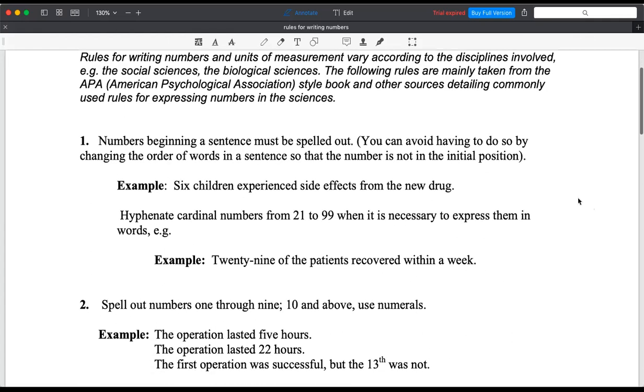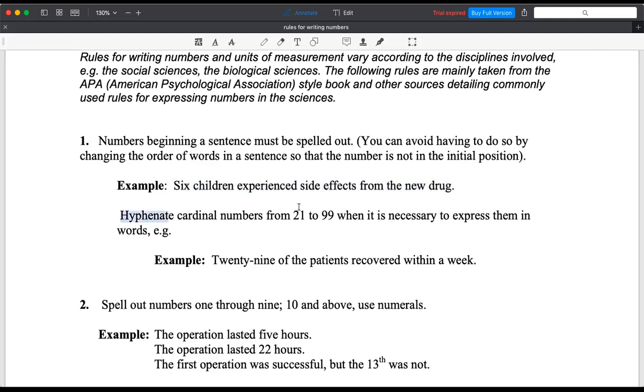So rule number 1 is how we use numbers in sentences. Numbers at the beginning of a sentence must be spelled out. We never write a number in numerals at the beginning of a sentence. We always avoid doing so by changing the order of the words so that the number is not in the initial position. For example, I never use the numeral 6 in "6 children" at the beginning of a sentence. This is rule number 1.